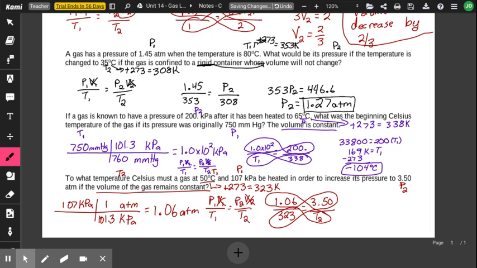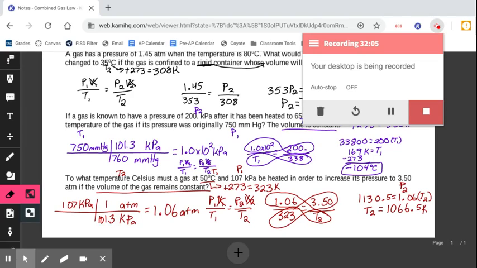So we get 3.50 times 323. That's going to give you 1130.5, and that equals 1.06 times my temperature 2. Solve for x: divide both sides by 1.06, and you'll find that your temperature 2 equals 1066.5.